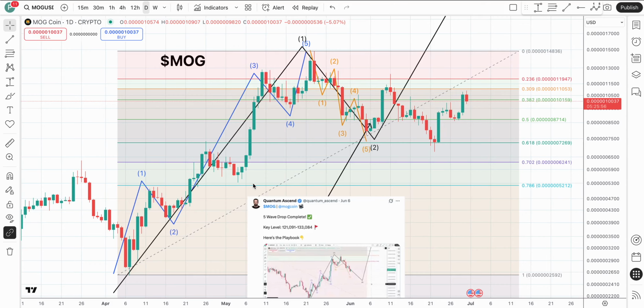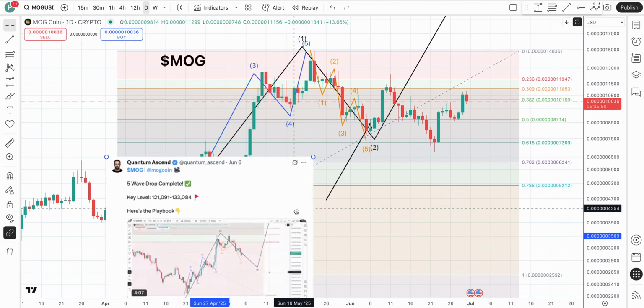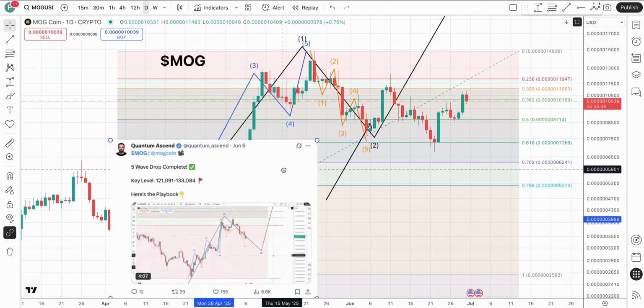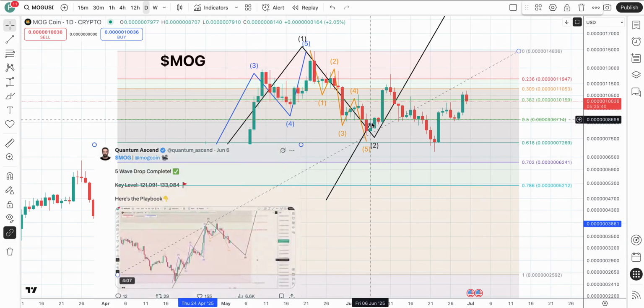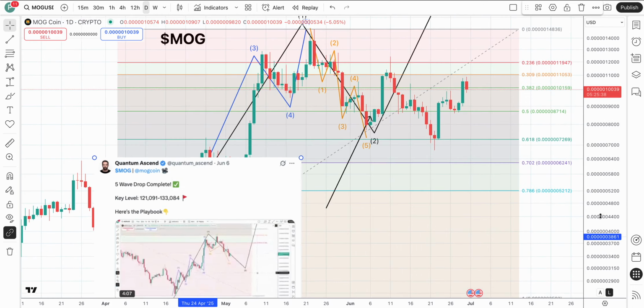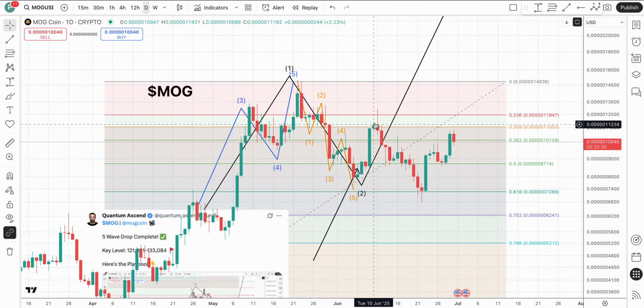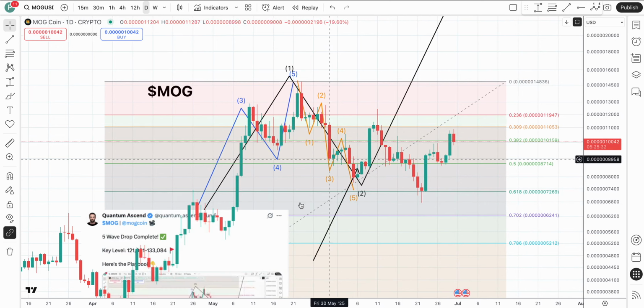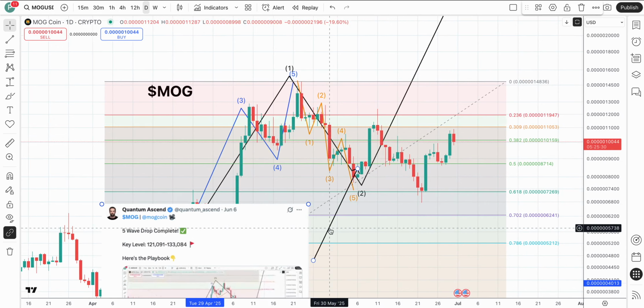I have MOG coin up on the screen, the one-day price chart. Going back, last time we talked was over here on June 6th. At that time, we said, guys, 5-wave drop complete. Our key level up there at 121 to 133. We were expecting a retracement. What we don't want to happen is for this thing to roll back over. So we're looking at 121.